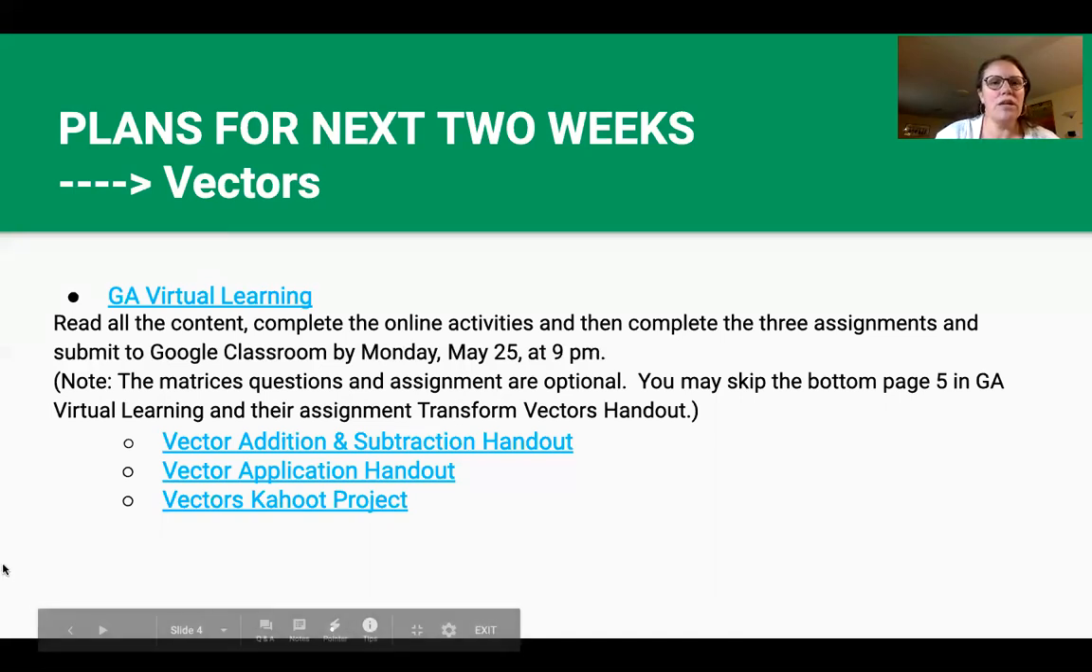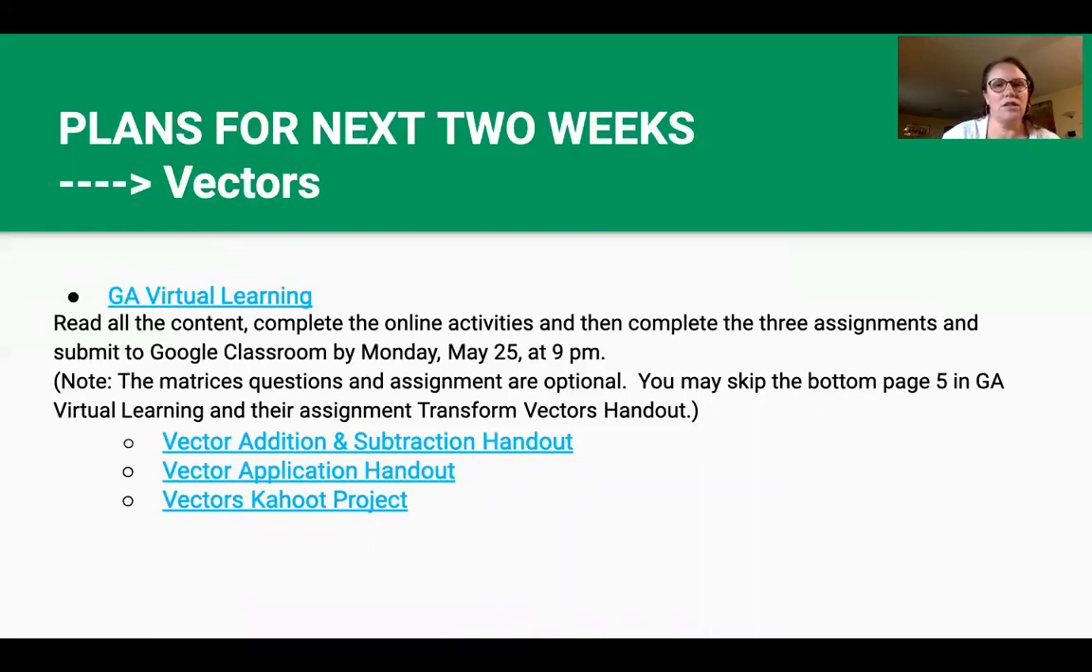So we're going to be using the Georgia Virtual Learning website again, the same website you used for the conics unit, and you're going to be working through the website, doing all the different activities, and then there are 3 assignments that you're going to turn in. There's 2 handouts that are on the website, but also on our PreCalc website and Google Classroom. And then your assessment for this unit is going to be a Kahoot project, which I'll explain a little bit in a minute also.